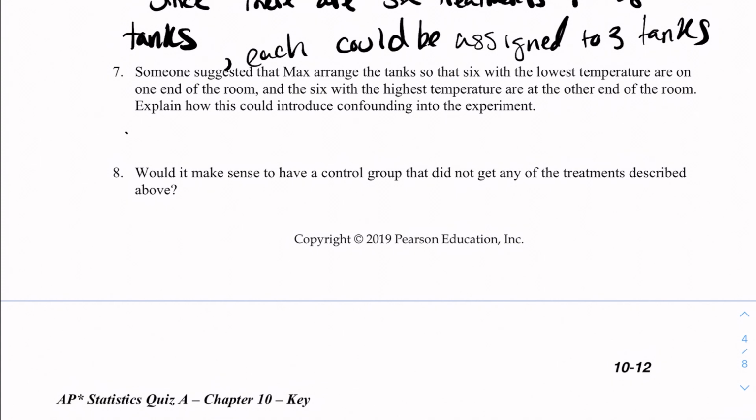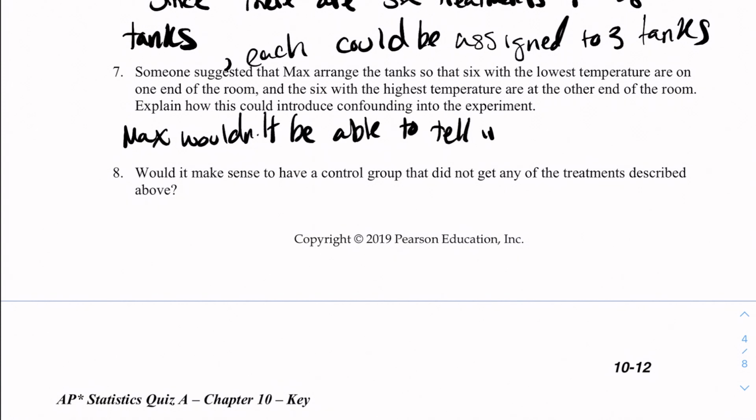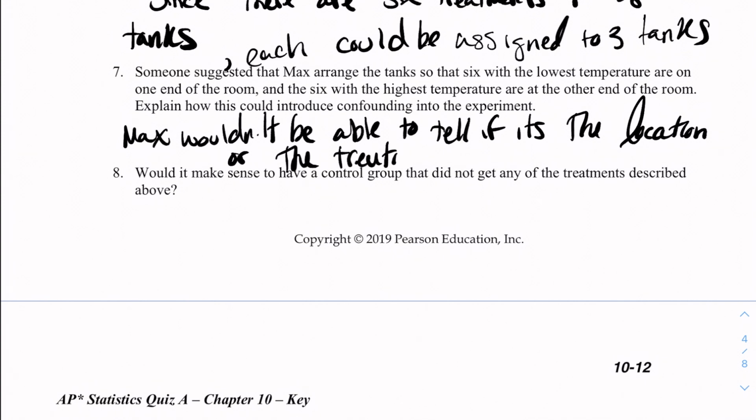So Max wouldn't be able to tell if it's the location or the treatment that had an effect.